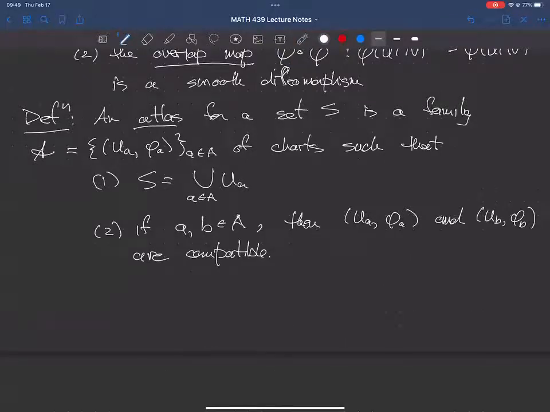All right, so now we're getting close to something. We have this set S, we cover it with charts, and each chart gives us a representation of some subset of our set S as an open subset of Euclidean space. And we do this in such a way that whenever two of these representations overlap or intersect, then they're compatible in a very precise way.